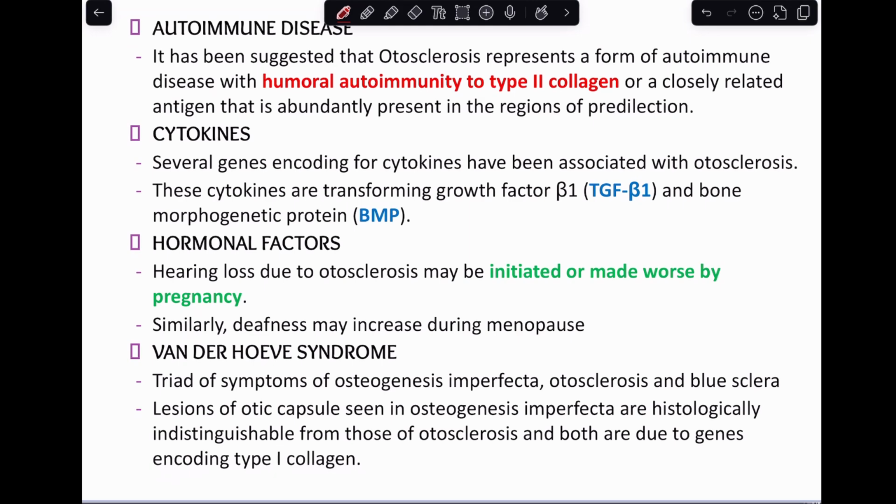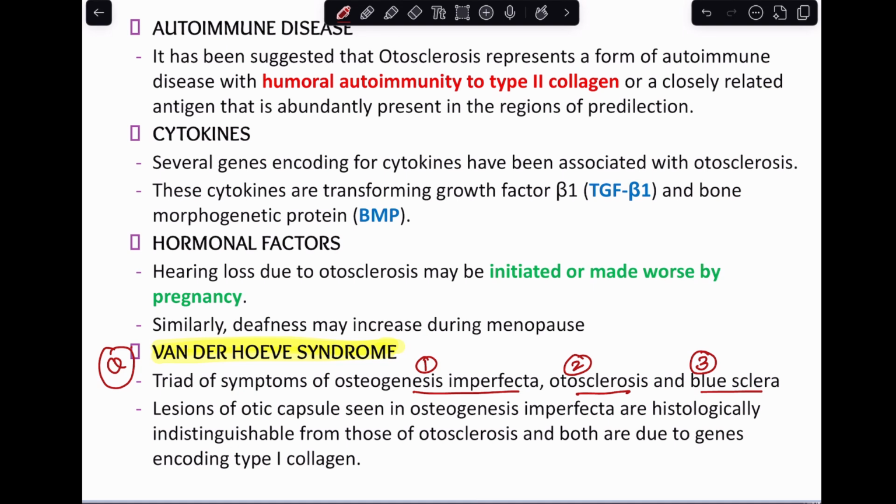And coming to the last point, and this is a very important MCQ question: what is the syndrome that is associated with otosclerosis? And the syndrome is known as Van der Hoeve syndrome. Now, Van der Hoeve syndrome is a triad of symptoms of osteogenesis imperfecta, otosclerosis, and blue sclera. Any MCQ question that puts three of these diseases together, you should be thinking about Van der Hoeve syndrome.